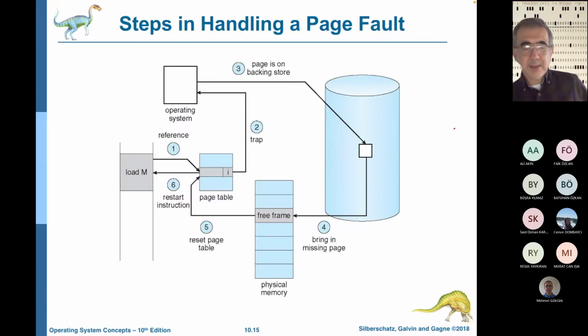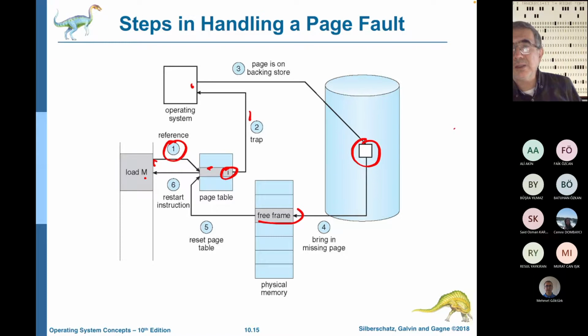So these are the exact steps I was explaining. If the instruction is referencing a point in a page, and the page is not there, there is an invalid bit. The invalid bit causes a software interrupt, which is a trap. The software interrupt is executed. It goes back to the actual location in the disk and finds a free frame by running the free frame algorithm, then updates the page table and restarts the instruction. I think it is clear enough at this point.